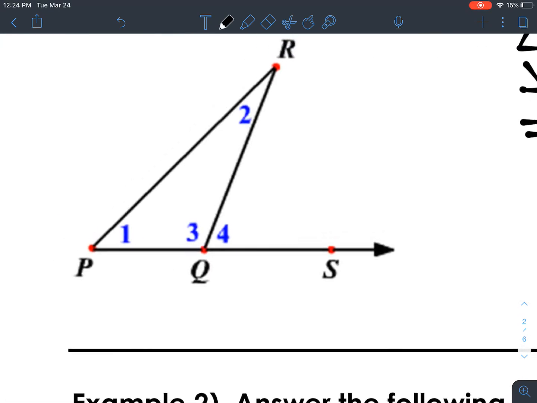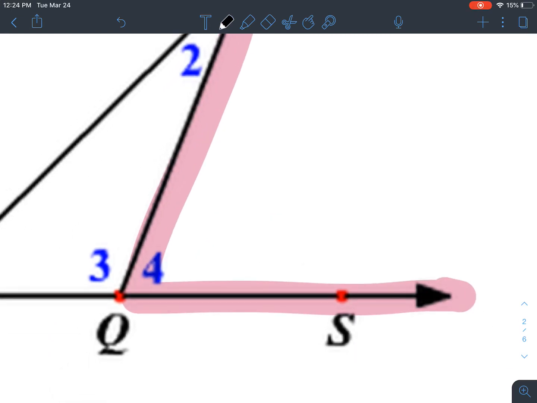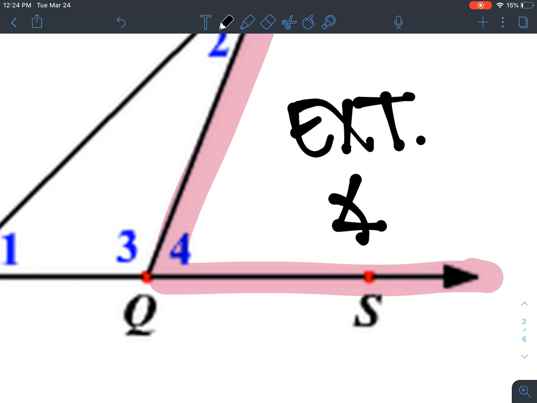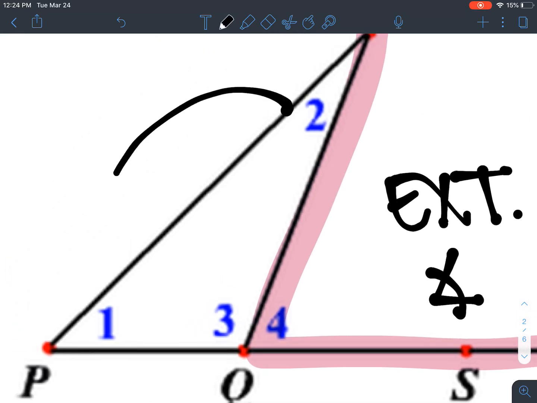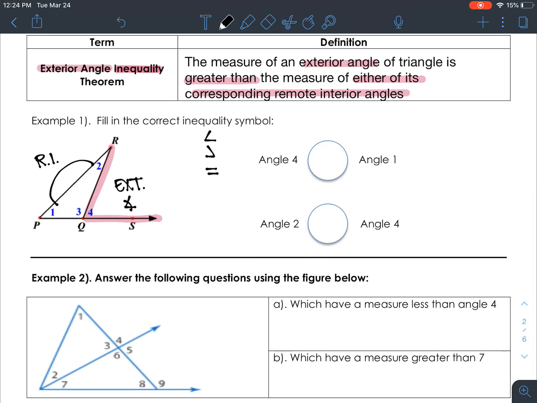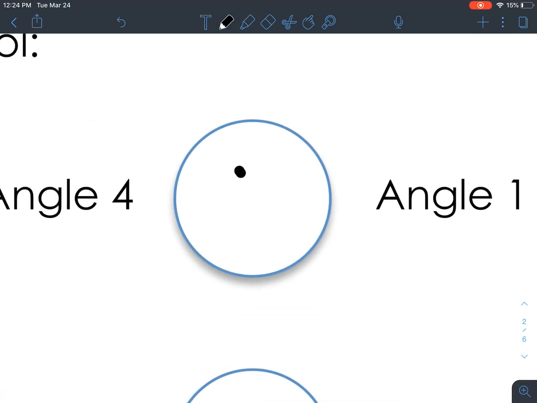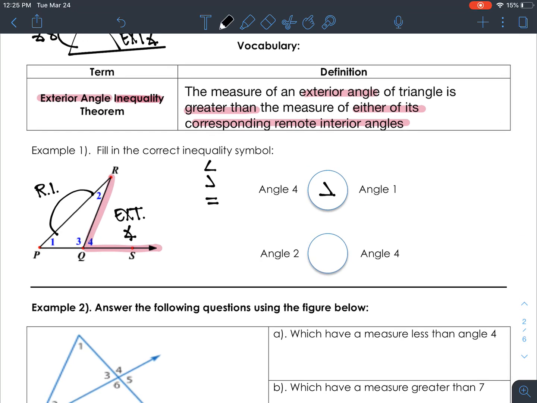If we look at this picture, angle 4 is our exterior angle. Angle 1 and angle 2 are our remote interior angles. So this question is asking us to compare angle 4 and angle 1. Based off of that theorem, the exterior angle has to be greater than either of its remote interior angles, which means angle 4 has to be greater than angle 1.